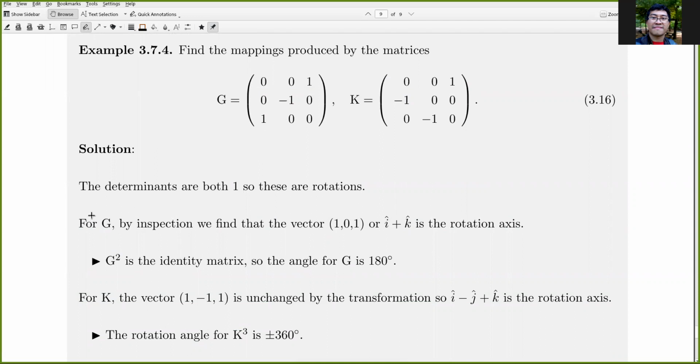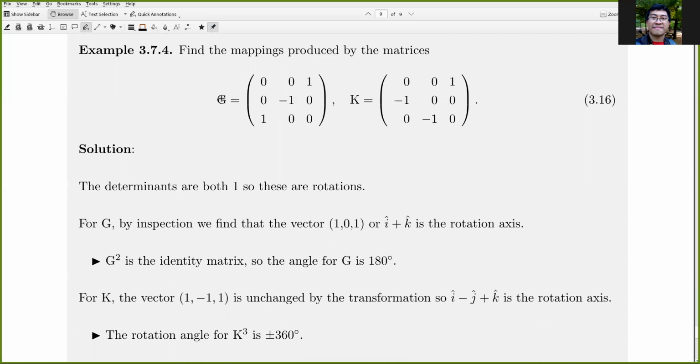If you solve for the determinants, they are both 1, so these are rotations. Our goal now is to find the axis of rotation. For G, by inspection, we find the vector 1, 0, 1. If you multiply this by 1, 0, 1, it will be unchanged, so that would be our rotation axis. Next step is to find the angle of rotation.